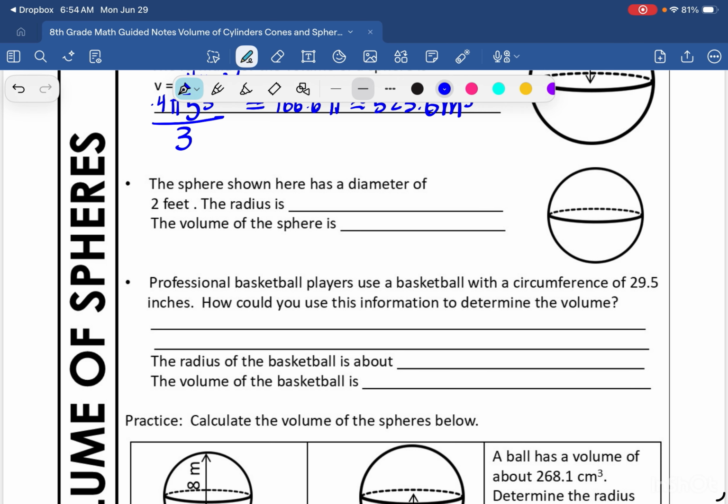The sphere shown here has a diameter of 2 feet. Let's make sure to label that. So the radius is going to be 1 foot. The volume of the sphere, volume equals 4 times pi times the radius cubed, so 1 cubed divided by 3. That will give me 1.3 pi, which is about 4.2 feet cubed.